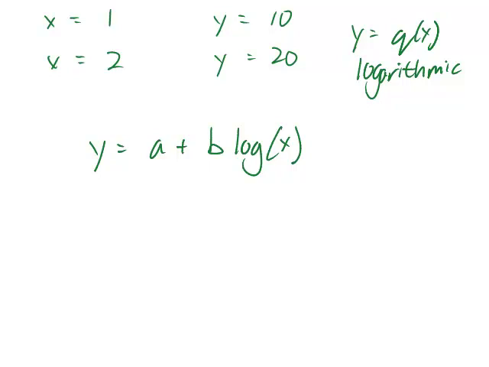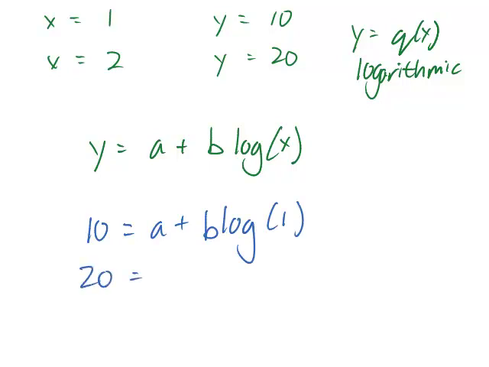Okay, so just like fitting points into any other function, once I know what type of function I'm dealing with and can write down a formula and know a few points, I can start plugging the points in. So let's do the first one. 10 equals a plus b log 1. And the second one is 20 equals a plus b log 2. And remember, our goal here is to find a and b, and therefore find the function.